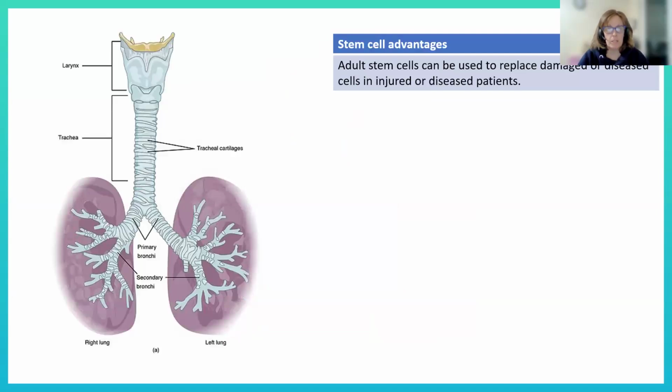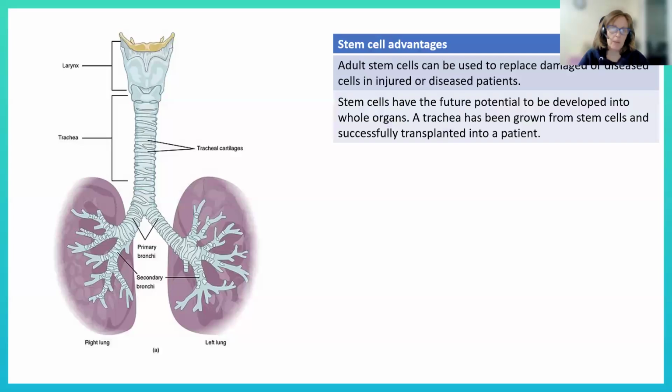So adult stem cells are quite a good source of stem cells because they can be used to replace the damaged or diseased tissues in patients.